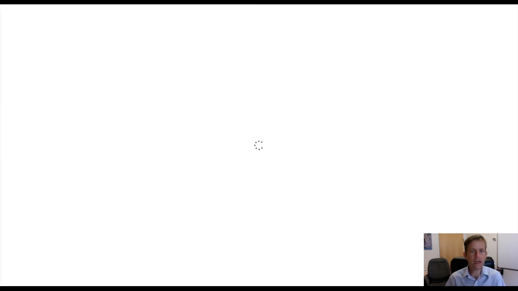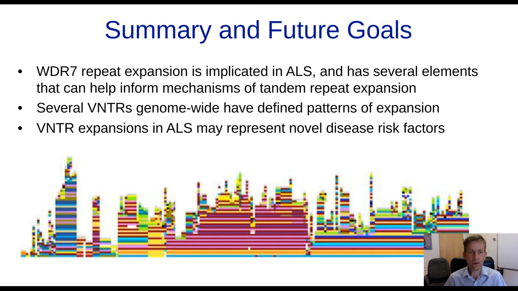So in summary, I want to say that we're really interested, and we truly believe that long-read sequencing of tandem repeats can provide a lot of information about both human evolutionary events, but also risk factors for neurodegenerative disease. And we believe that VNTR expansions, tandem repeat expansions in ALS, can represent novel disease risk factors, not only in ALS, but also in other neurodegenerative diseases as well. And further analysis of the internal sequence of these repeats can help reveal mechanisms of tandem repeat expansion.